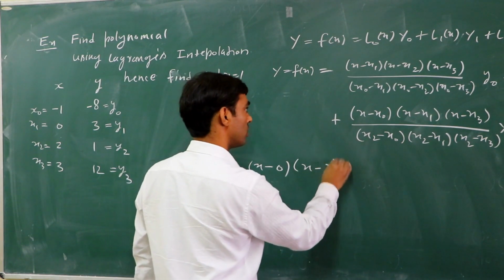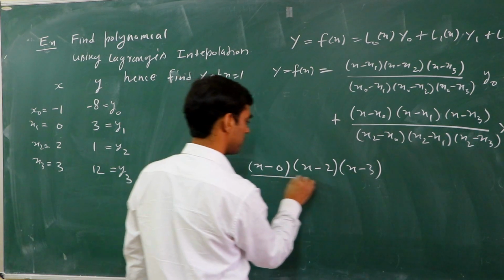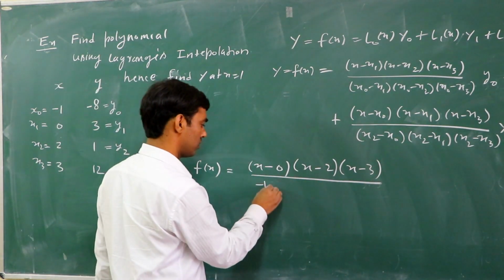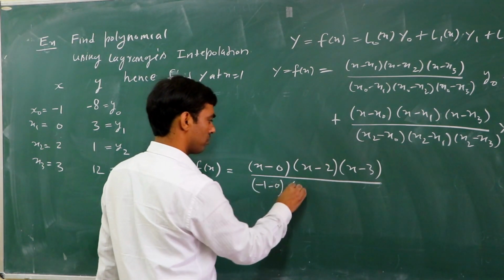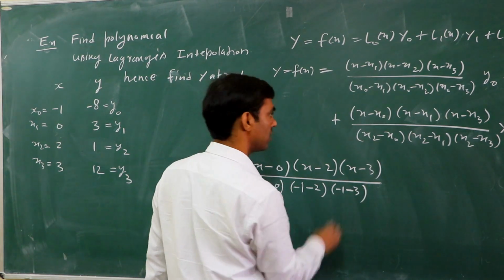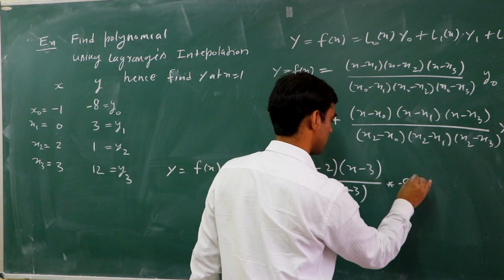(x minus 2)(x minus 3) divided by, what is x0? x0 is minus 1. So (minus 1 minus 0)(minus 1 minus 2)(minus 1 minus 3). What is the value of y0? y0 is minus 8, multiplied by minus 8.